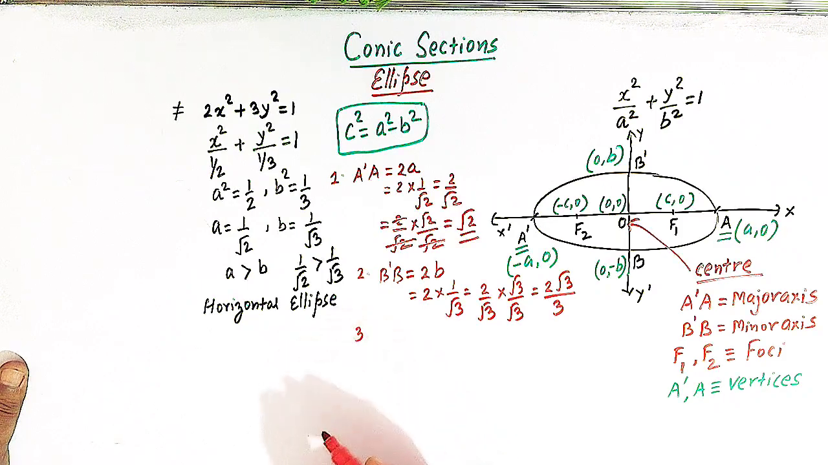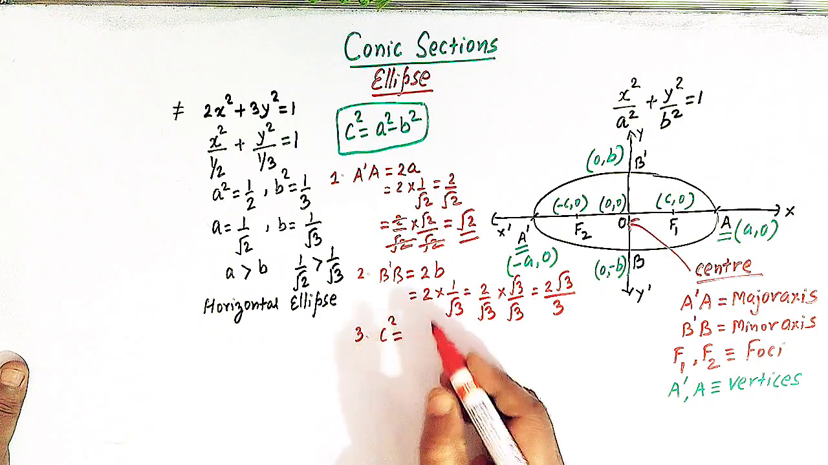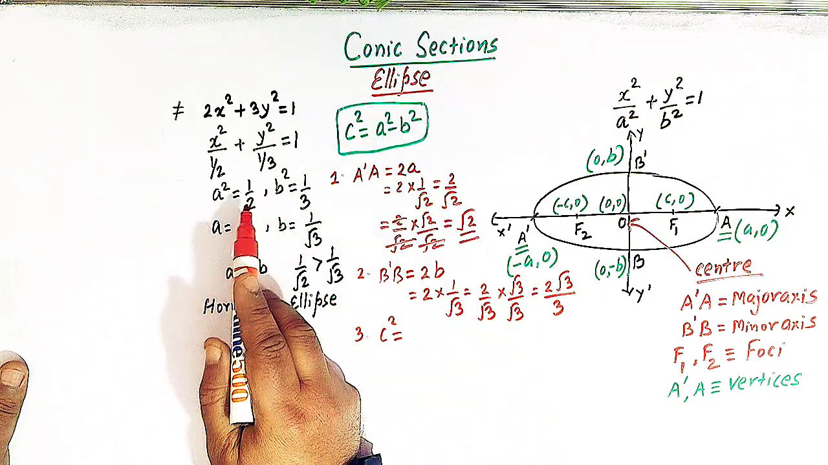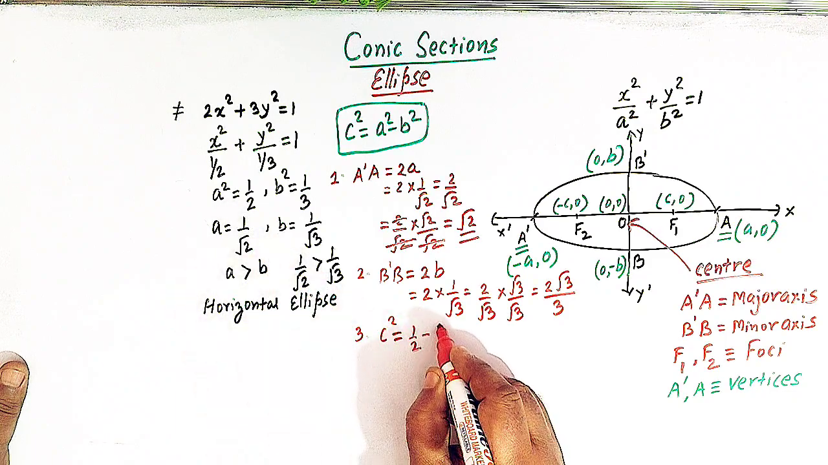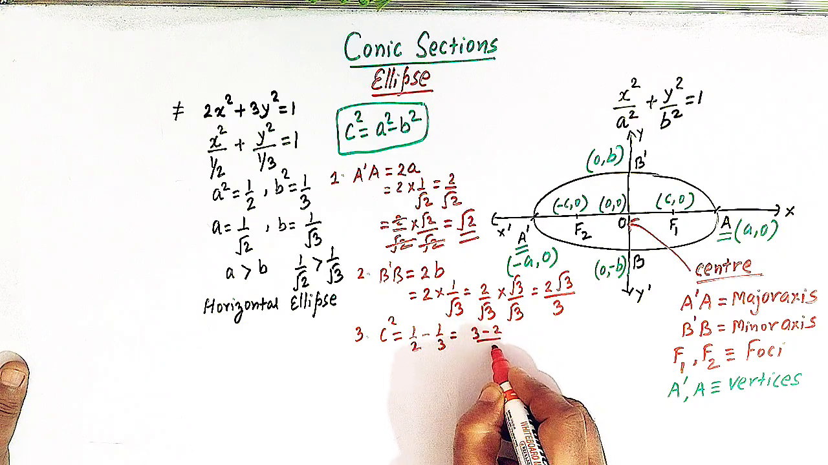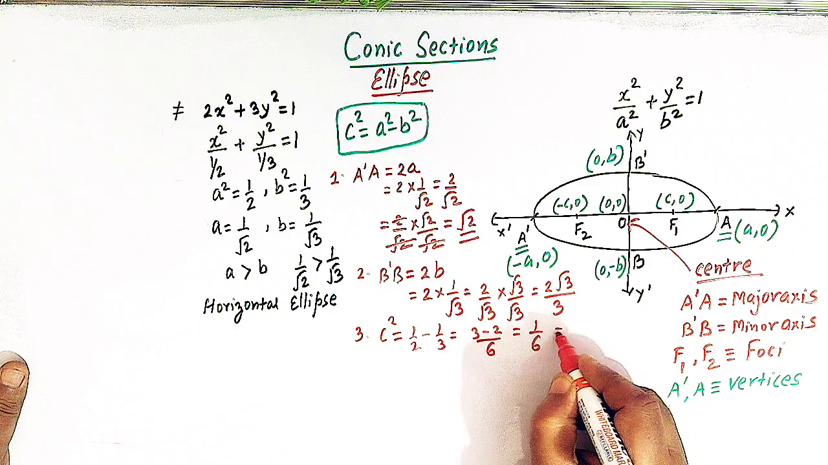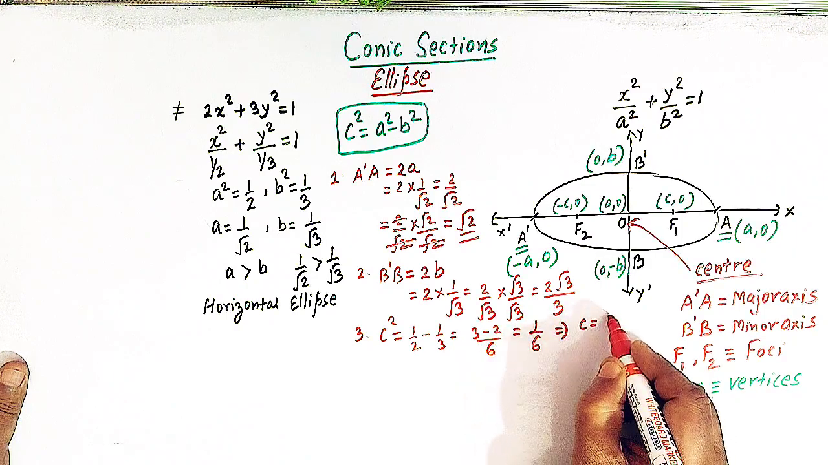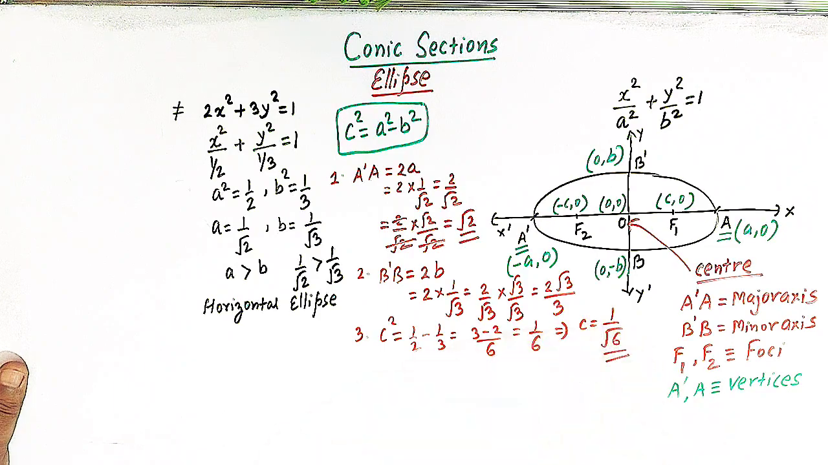Okay, now let us find out the value of c. So c square is a square minus b square. a square is half and b square is 1 over 3. So we have 3 minus 2 over 6. So this is 1 over 6. So c is given by 1 over square root of 6, right?